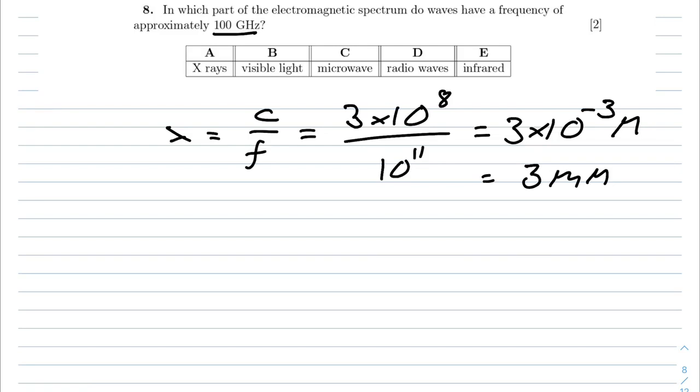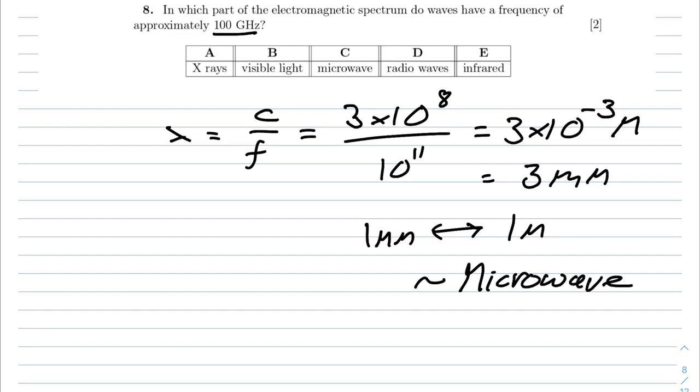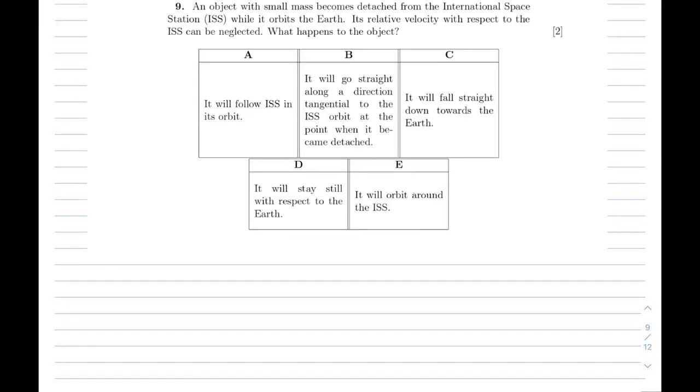Now again, one of the silly things you have to remember for this exam, but which is, I suppose, good for your general physics knowledge as well, is that wavelengths between 1 millimeter and 1 meter fit into the microwave band. Therefore, this 3 millimeters certainly fits into that. So I say the answer is C, microwaves.